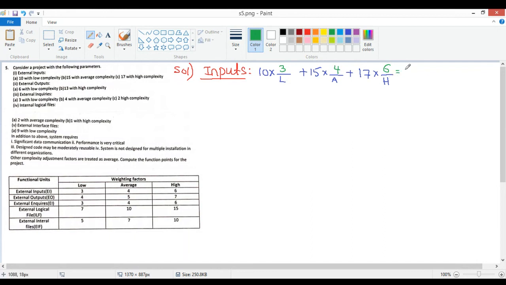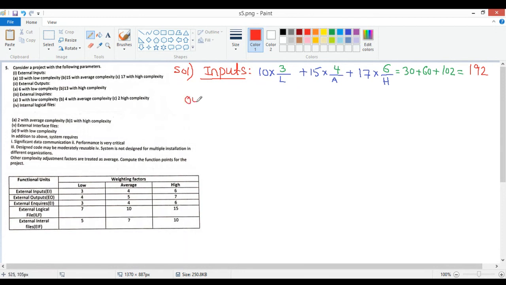10 into 3 is 30, plus 15 into 4 is 60, plus 17 into 6. Let us use the calculator. 17 into 6 is 102. So therefore total is how much? 102 plus 60 plus 30 is 192 you get here. Okay. For inputs we got this.